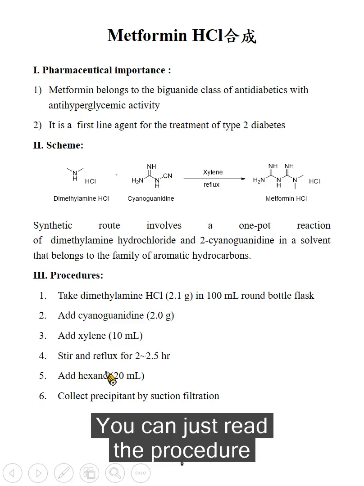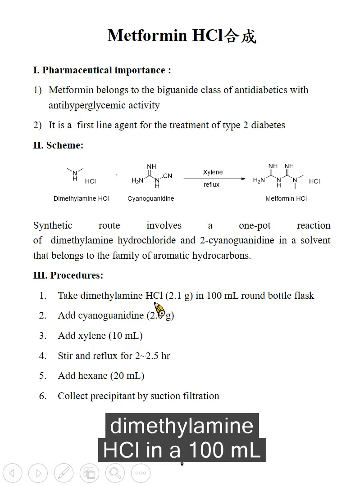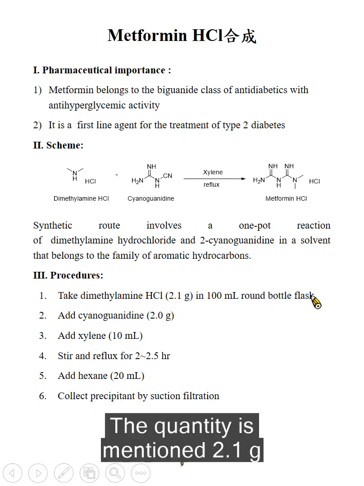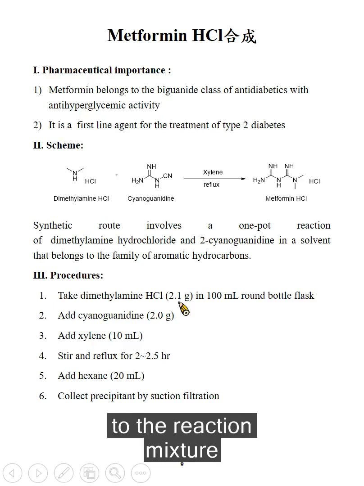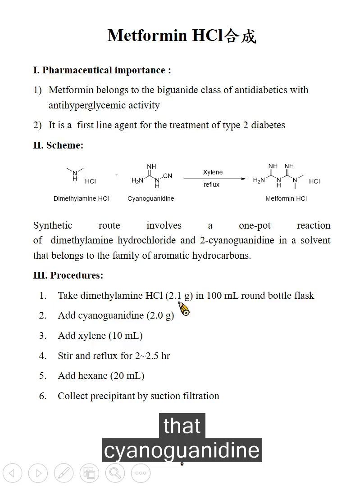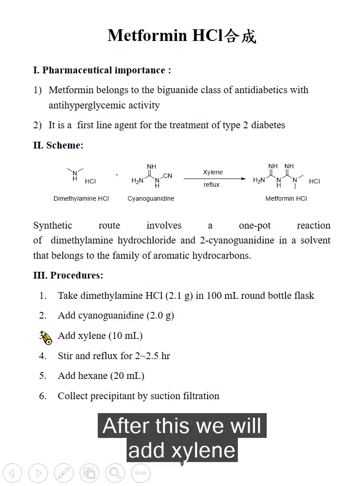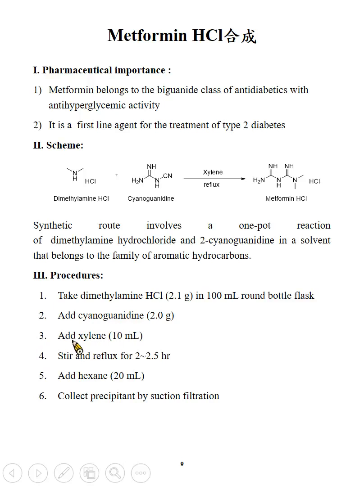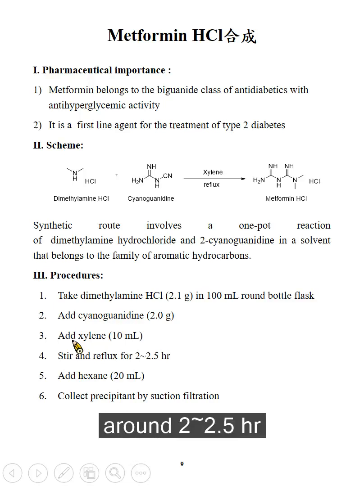You can just read the procedure. Step 1 is we have to place dimethylamine hydrochloride in a 100 ml round bottom flask. The quantity is mentioned, 2.1 gram. Once it is done, we will add cyanoguanidine to the reaction mixture. Now it should be clear to you that cyanoguanidine in this case is playing a dual role, a reactant as well as a base. After this, we will add xylene, and then we will stir the reaction mixture and reflux it for around 2 to 2.5 hours.